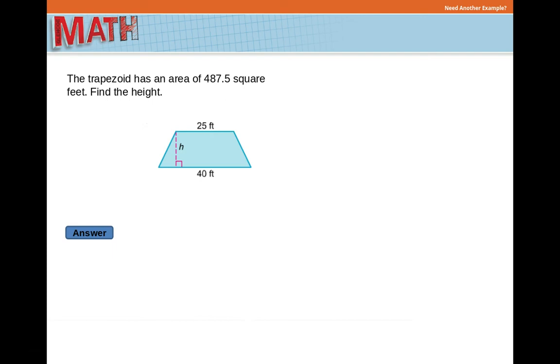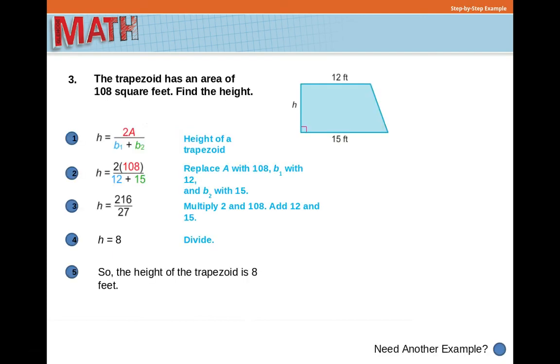Okay, do the same thing here. I would try to use this formula right here, guys. I feel like that would be more straightforward for you. So I'm going to try to do it real quick here. Just write it down. H equals 2 times A, divided by B1 plus B2.